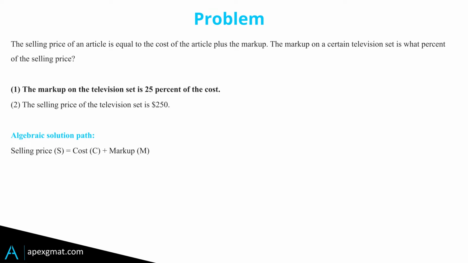Algebraically, we have selling price S equals the cost C plus the markup M. So this is giving us the markup in, let's say, dollar terms. Whereas we might also set this up as selling price S equals cost times 1 plus the markup percentage. And here we just have that notational shift.